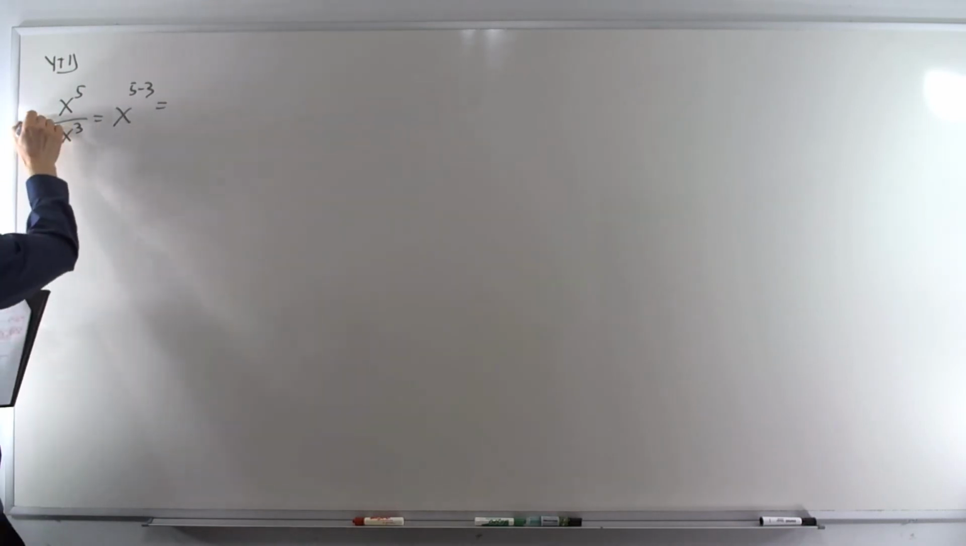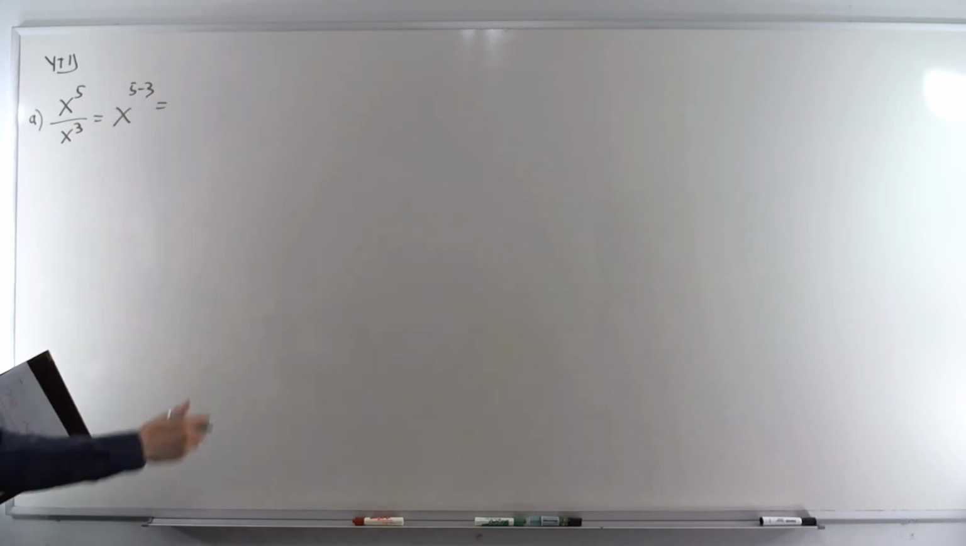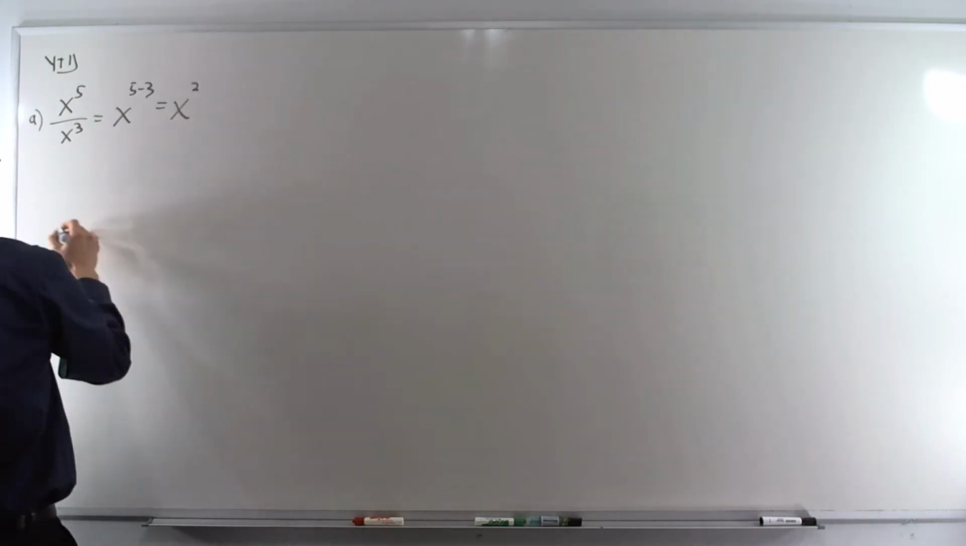So part A, we have x to the fifth over x to the third. That's x to the 5 minus 3 by the quotient rule. X squared.